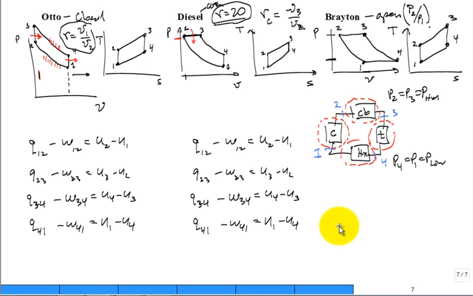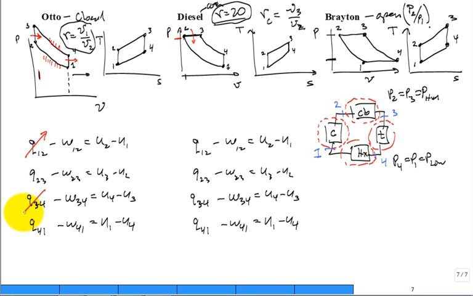So for the process 1 to 2, is Q 1 to 2 0 or work 1 to 2 0? Q 1 to 2 is 0. Why is Q 1 to 2 0? It's adiabatic compression. Now thinking along, how about 3 to 4? Adiabatic expansion, isn't it? So those two Q's are 0.